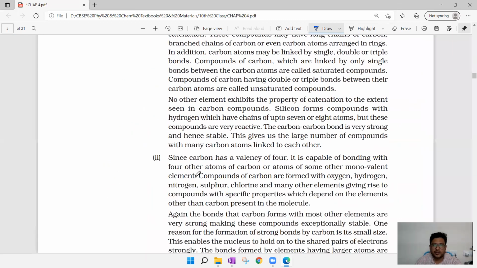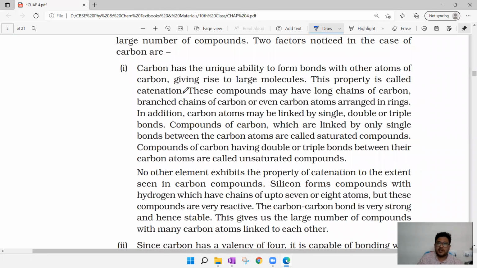Then, the versatile nature of carbon, that's what we are talking about. There are 2 points you can observe. First point, carbon has a unique ability to form bonds with other atoms of carbon. That is nothing but catenation, right? Catenation is the self-linking of an atom with similar atoms. These compounds may have long chains of carbon, branched chains of carbon, or even rings. I'll explain what the long chains, branches and rings are. So if an element is combining with the same atoms, that is known as catenation.